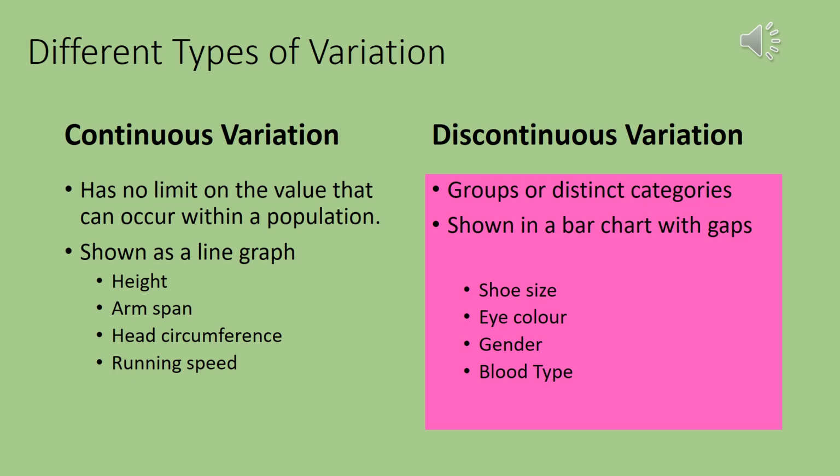Okay, so under the heading continuous variation and under the heading discontinuous variation, we can identify a definition of the two. Continuous variation has no limit to the value that can occur within a population. It's shown as a histogram or a line graph, and discontinuous has groups or distinct categories shown in a bar chart with gaps.